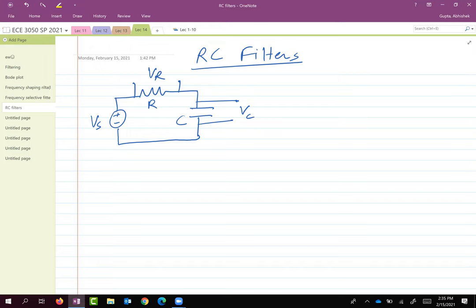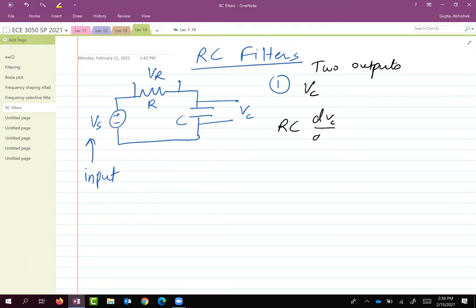And I can look at two different outputs. In the first case, my input remains VS. This is my input. I can consider two outputs. One output is VC, the voltage across the capacitor, which is the output of the system. In which case the differential equation is RC dVC over dt plus VC(t) equals VS(t). And second, I can look at VR as the output.